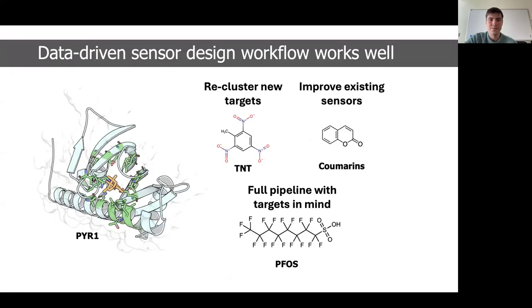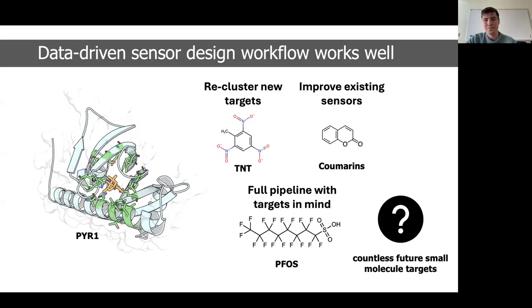And so hopefully I showed that you can use this data and this platform and this workflow to, one, improve existing sensors that we may have from that general screen data, to recluster in new targets that you might be interested in if you don't have access or don't want to do all the initial screening yourself. Or if you have a class of compounds that you're really interested in, you can do the full pipeline with the general screen libraries, get your data yourself, and then make mature libraries with that as well. And there's countless future small molecule targets that you could go after. Definitely a lot of possibilities on things that you can go for.